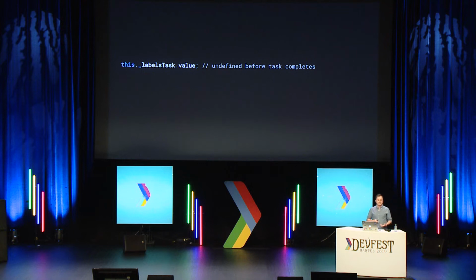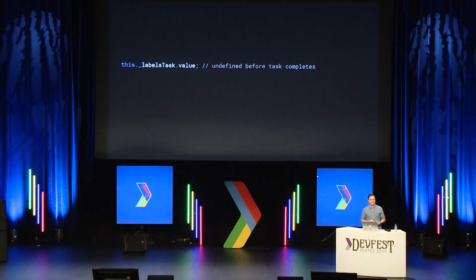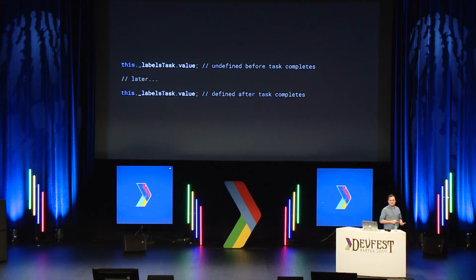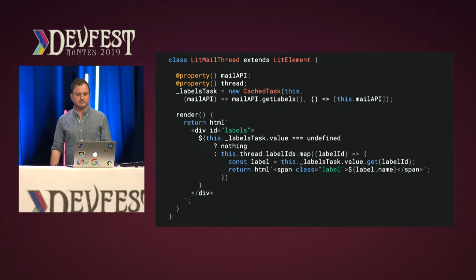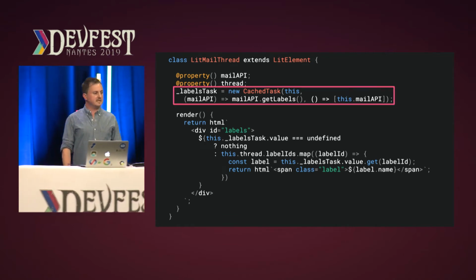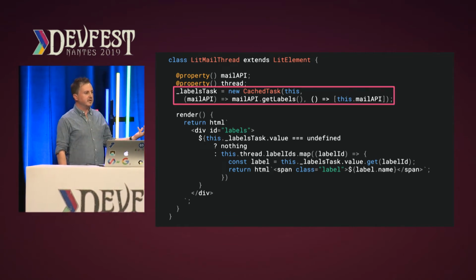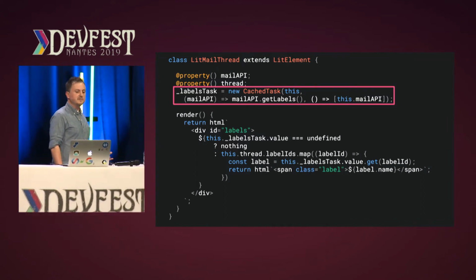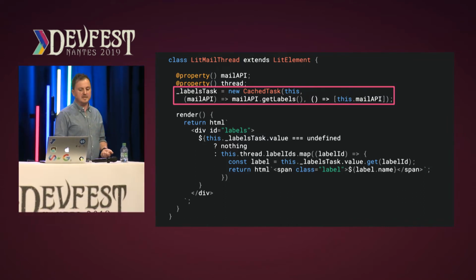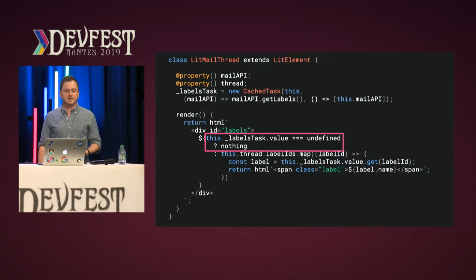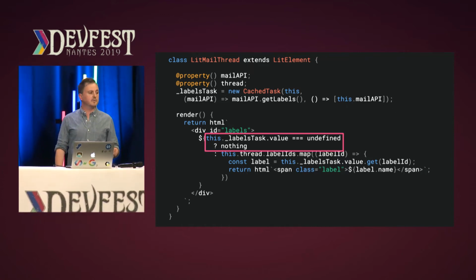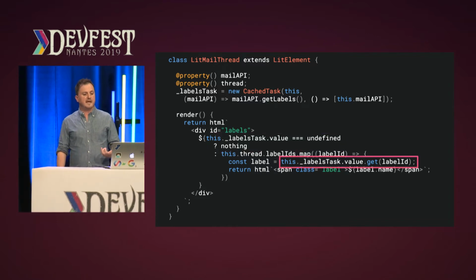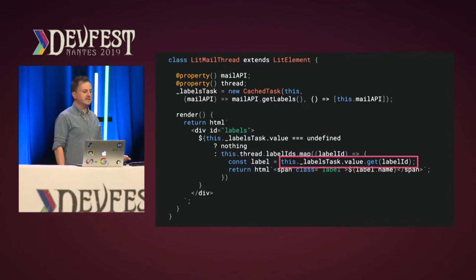And once you have a task, the public API is very simple. It only has a value getter on it. So this is undefined before the task completes, and then sometime later, it's going to be defined to the value after the task completes. And we can use it like this. Inside of our element, we can create a class field that's going to have a value of one of these cached tasks. And then we can check to see if that task has a value or not. And if it doesn't, we'll render nothing. And if it does, we can just use it and get the values.